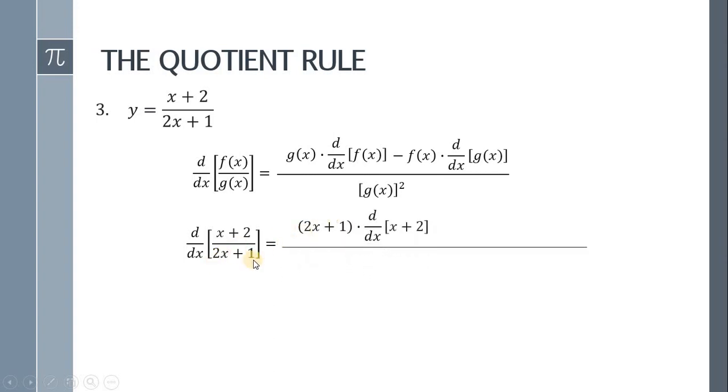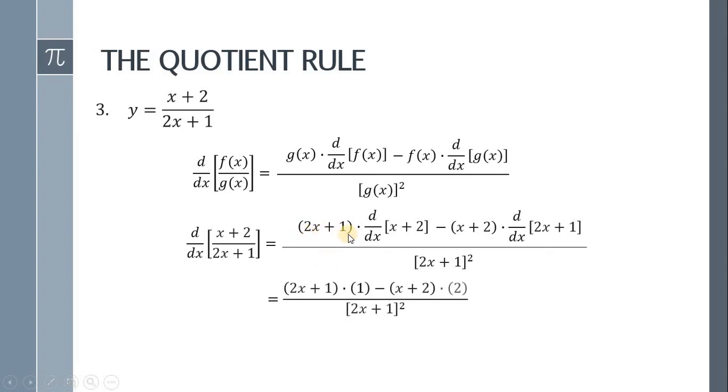Yung low natin is 2x plus 1 times the derivative of x plus 2. Ito yung high function natin. Minus high times d low. So, we have x plus 2 times the derivative of 2x plus 1, square the bottom, and there you go. So, we have 2x plus 1 raised to 2. Next, simplify natin. So, we have 2x plus 1 times the derivative of x plus 2 or simply 1 minus x plus 2 times the derivative of 2x plus 1 or simply 2 all over 2x plus 1 raised to 2.